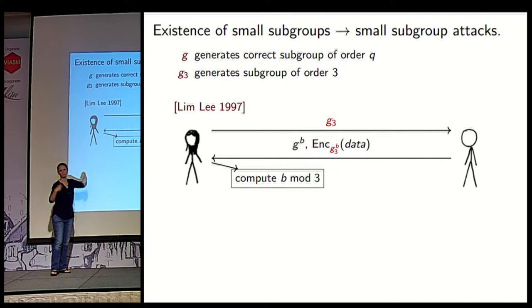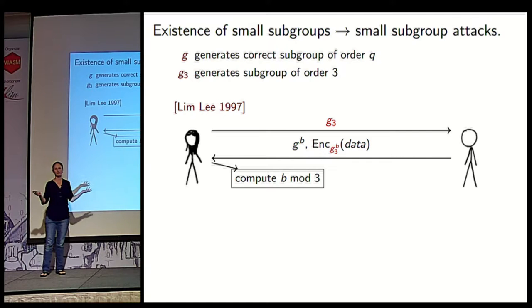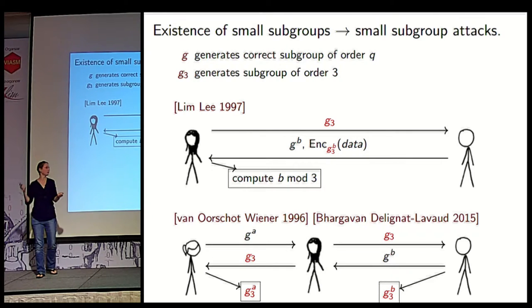If Eve can then repeat this for many small factors of p minus 1, she might be able to learn Bob's secret exponent over time. This is making the assumption that Bob is going to use the same exponent for many key exchanges, which is often true in practice. So this is a classic attack, well known. Many protocol specifications mention it and provide protections against it.